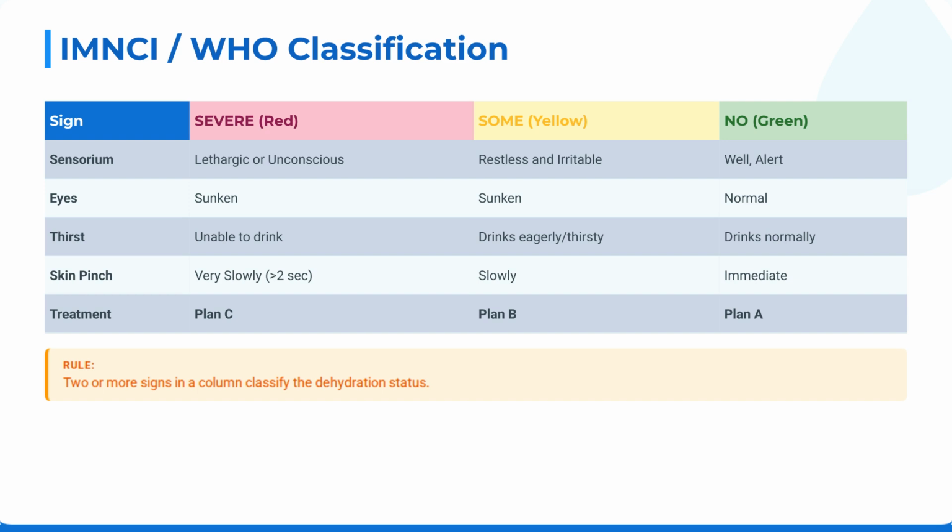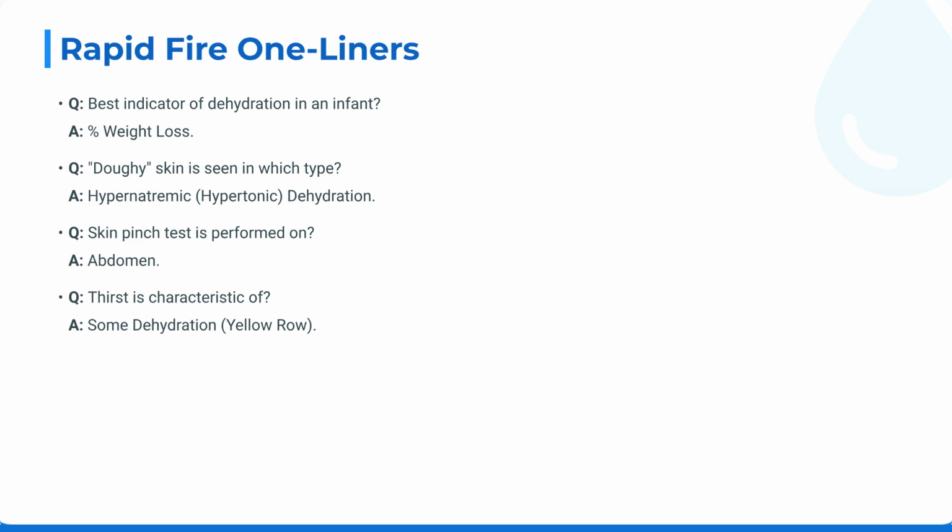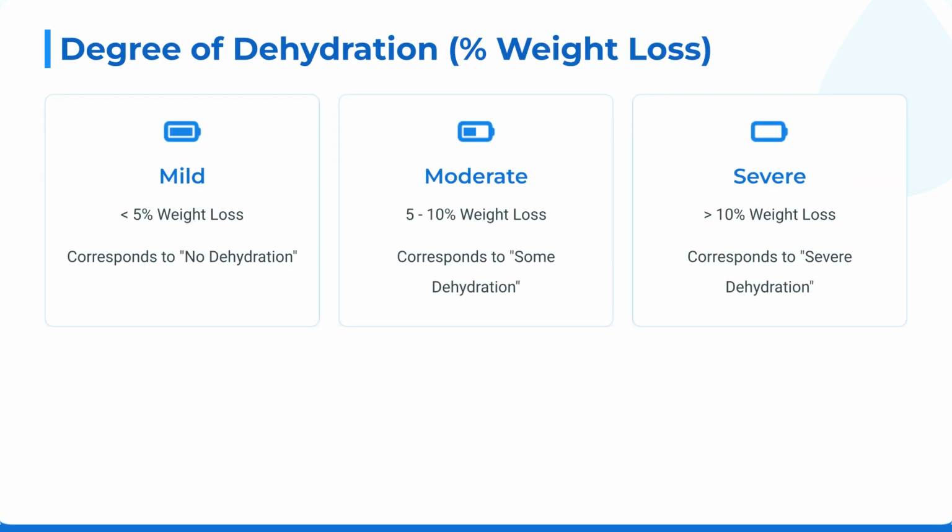The IMNCI, or WHO classification system, is used to assess and manage dehydration. Let's cover some rapid-fire one-liners. The best indicator of dehydration in an infant is percentage weight loss. Doughy skin is seen in hypertonic dehydration, and the skin pinch test is performed on the abdomen. Dehydration is classified by percentage weight loss. Mild is less than 5%, moderate is 5 to 10%, and severe is over 10% weight loss.